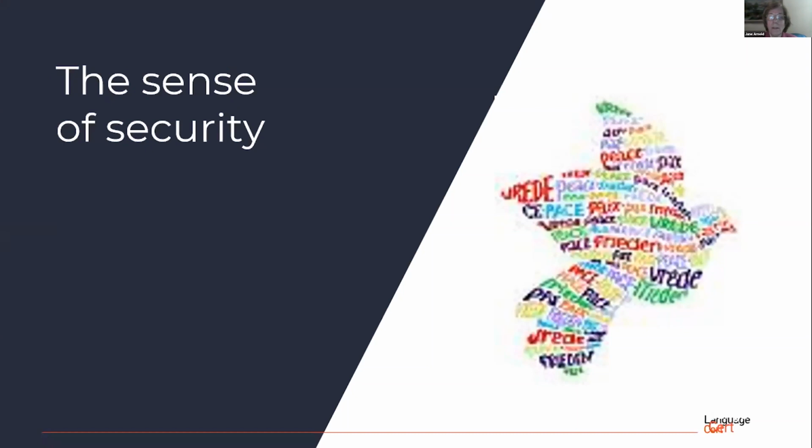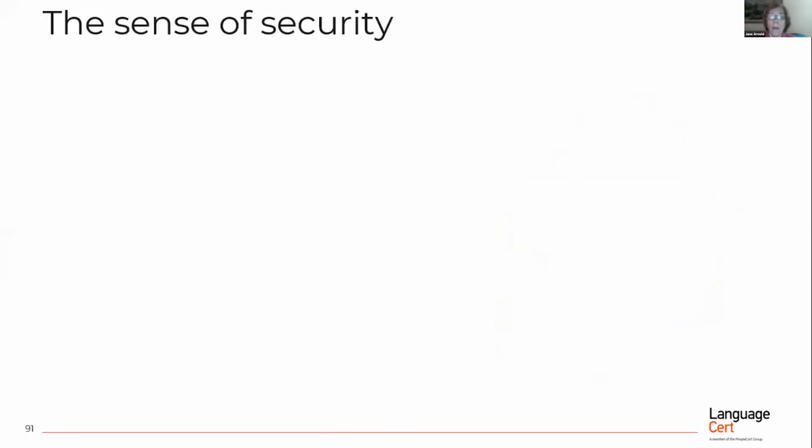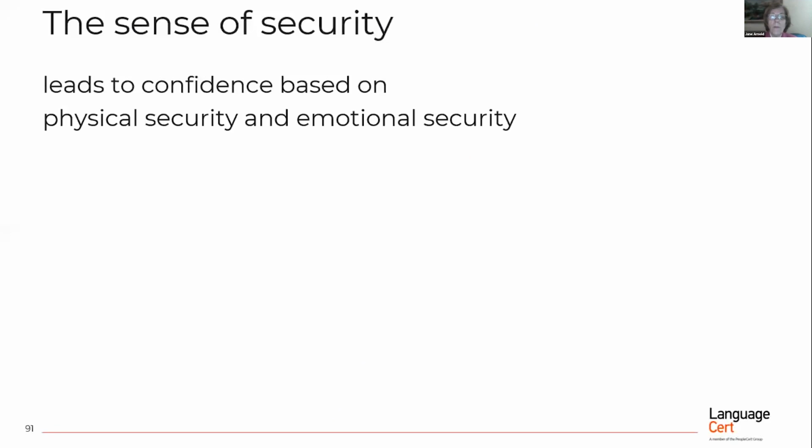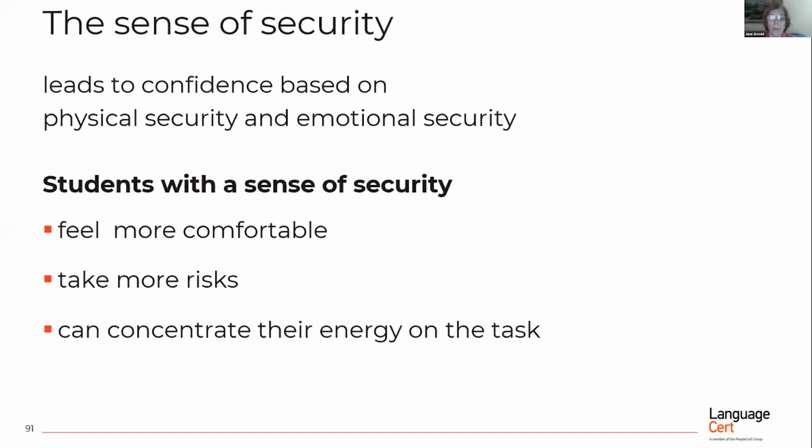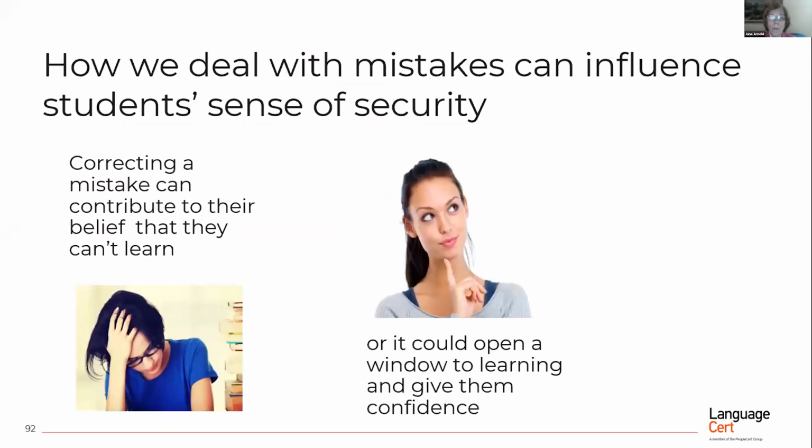The five senses. The sense of security, we can deal with this. And it leads to confidence based on physical security and emotional security. Students with a sense of security feel more comfortable, take more risks, and can concentrate their energy on the task, and they participate more. Now, how we deal with mistakes can influence students' sense of security. Correcting a mistake can contribute to their belief they can't learn, or it could open a window to learning and give them confidence if we correct a mistake well.